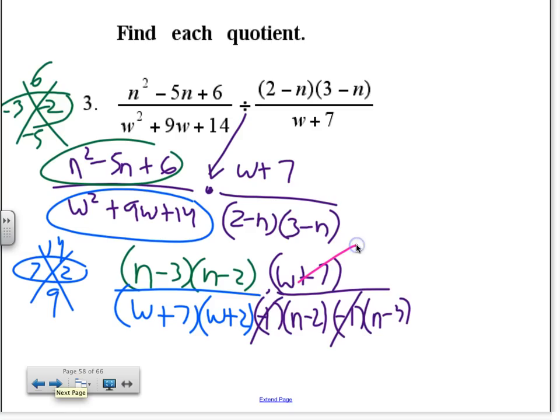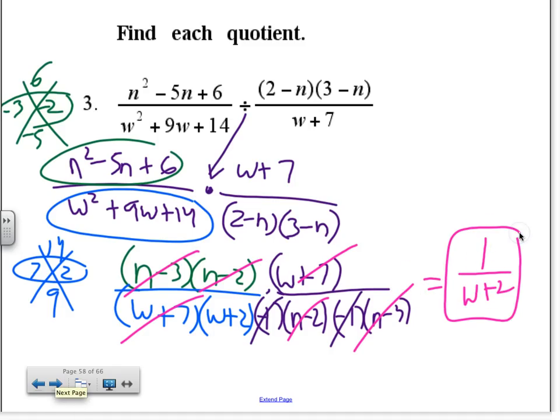All right. Look at this. W plus 7 gone. Anything else? N minus 2, n minus 3 cancel. What's left over? 1 on top, w plus 2 in the bottom. That's it. Done. Okay, moving on. So the problem can be very complicated at first, but if you simplify gradually, it'll make it easier for you to do.